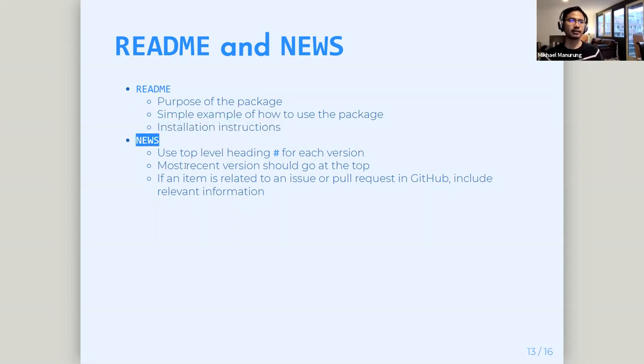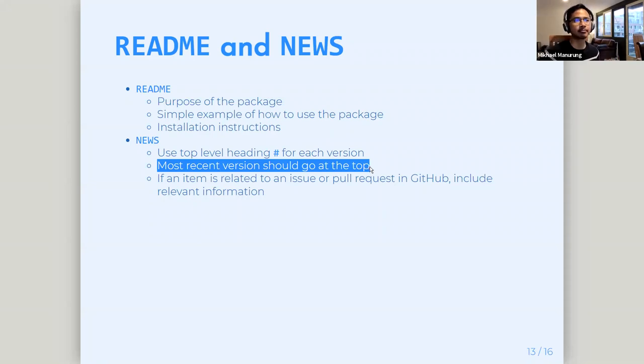All right. And the news.md file. We can use a top-level heading for each updated version. And by convention, the most recent version should go at the top. And if an item like a bug fix or addition of new features is related to an issue or a pull request in GitHub, then include relevant information so that it is easy to navigate to that issue or pull request.